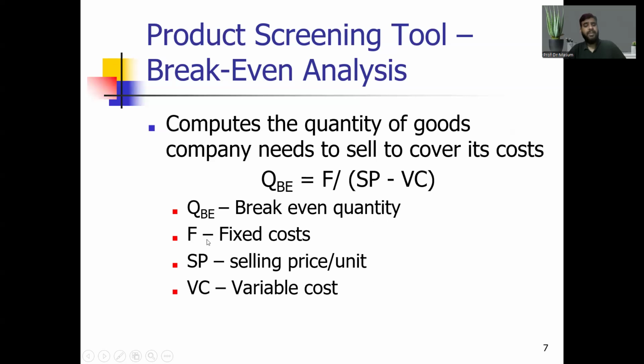And to calculate the break-even quantity, what you have to do, you have to find out the fixed cost. And then you have to find out the prospective selling price of the product. And you have to calculate the related variable cost. So if you can identify the variable cost, prospective selling price, and the fixed cost, you can easily identify what will be your break-even quantity.